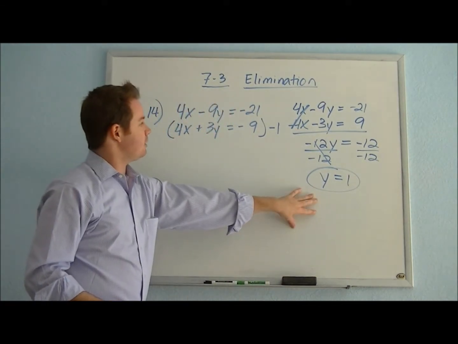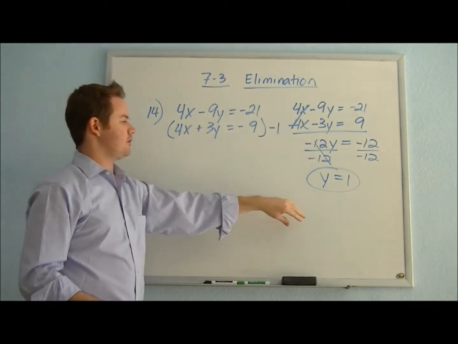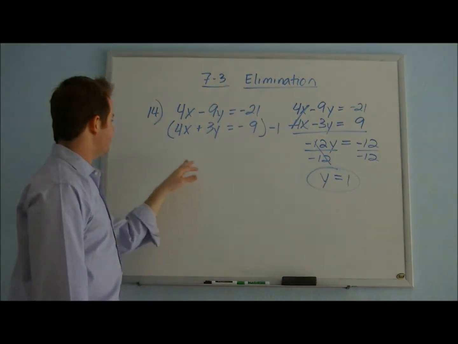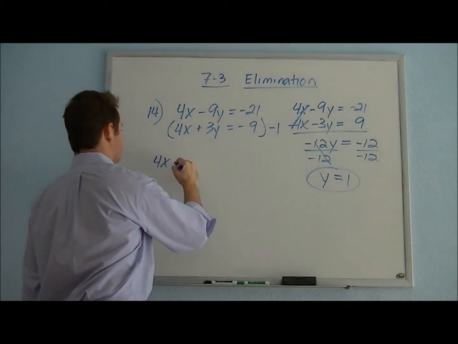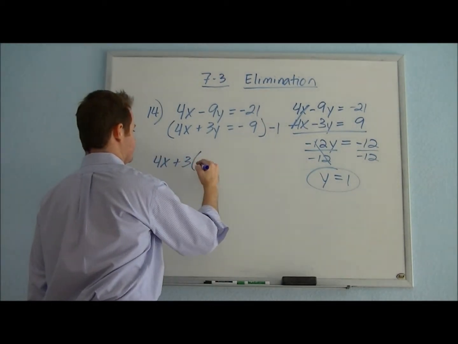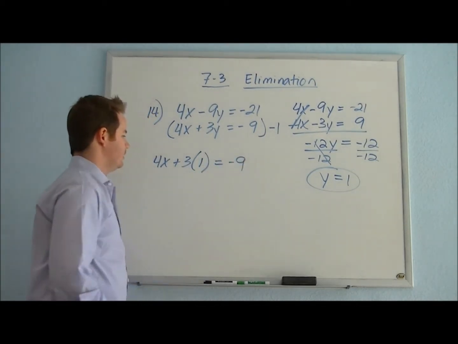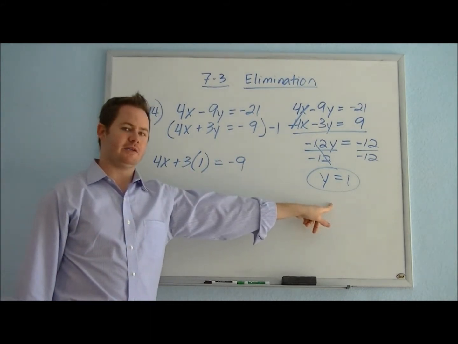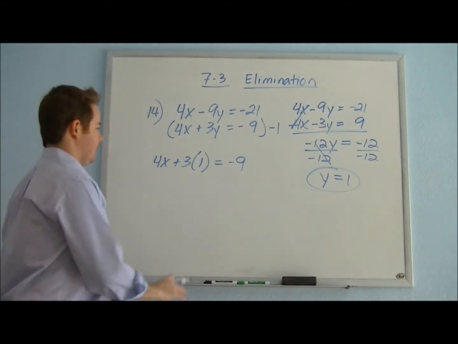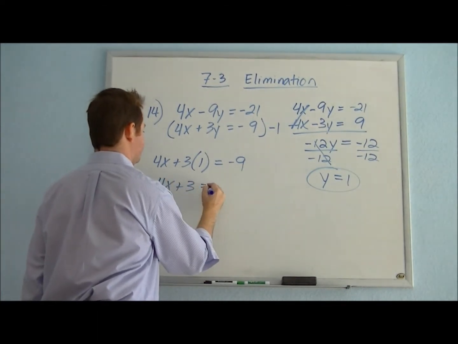Now from here we can plug that value back into either equation in order to solve for x. So let's try this bottom equation. We have 4x plus 3 times 1 equals negative 9. So instead of writing y, we're just writing 1 because that's the value y is equal to. And then we can isolate x. 4x plus 3 equals negative 9.